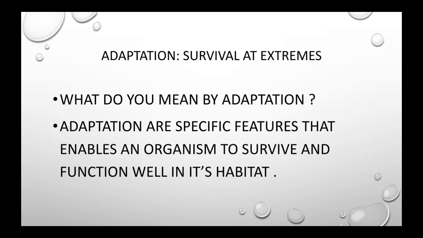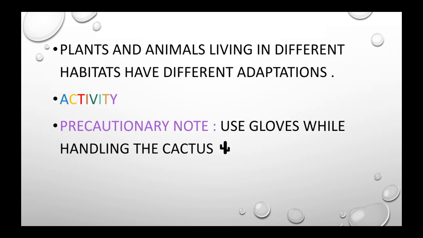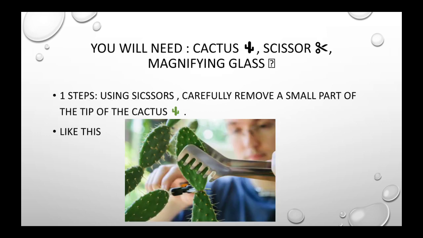Adaptation is the process when an organism has a specific feature that helps it survive and function well in its habitat. Plants and animals that survive in different habitats have different types of adaptation. Okay, so let's do one activity. Please note, use gloves while handling the cactus. You will need a cactus, scissors, and a magnifying glass. So let's start our activity.